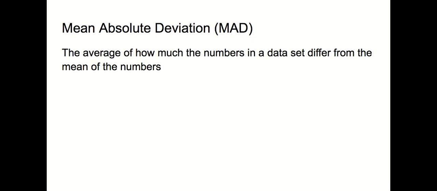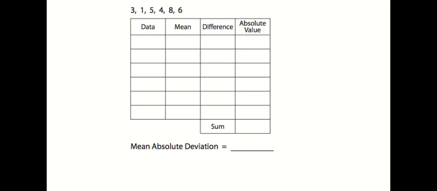The mean absolute deviation is the average of how much the numbers in a data set differ from the mean. So let's look at this example here. We've got these 6 numbers and we want to know how much they differ from the mean. So first of all, we need to know what their mean is. So you know how to do that. You add up your 6 numbers here, and I know they add up to 27. I divide it by 6 because there are 6 numbers, and I get a mean of 4.5.